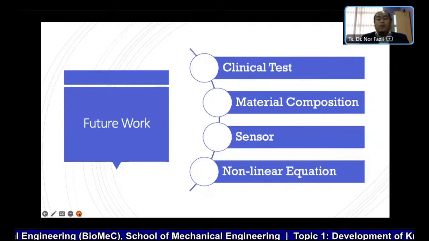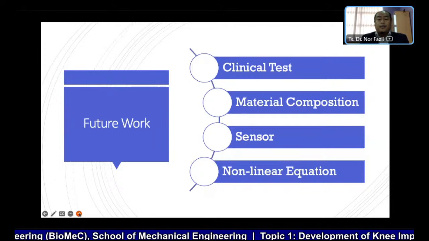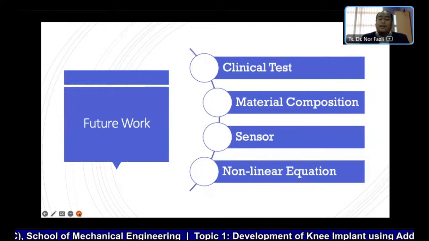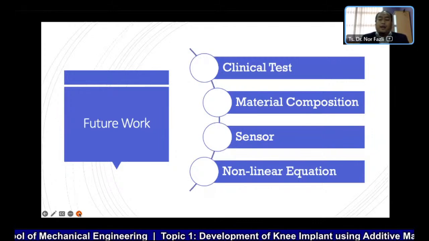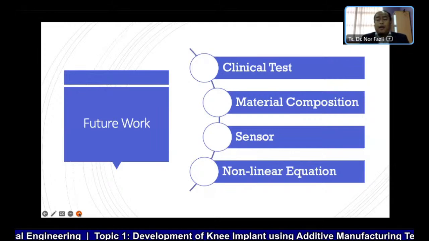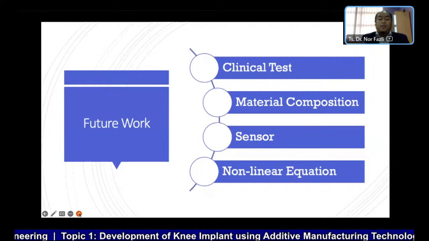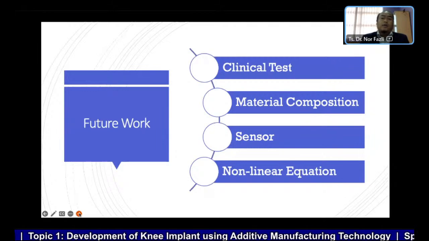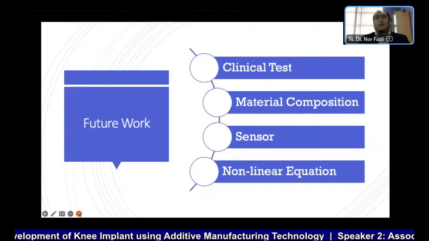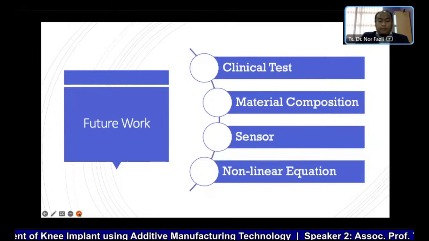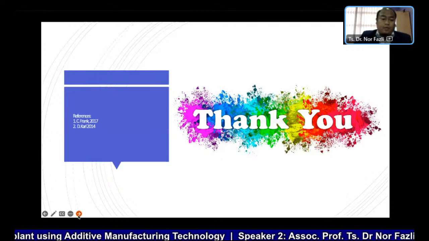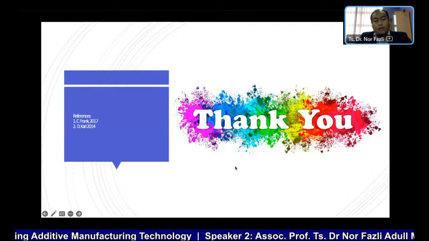We also plan to embed some sensors in the product, so those from computer science might join this project later on. Or we hope experts in nonlinear mathematics from the mathematics faculty can join us to characterize some equations. This is specific to my skin project. Okay, that's all for this moment. Thank you. Back to Dr. Afzan.